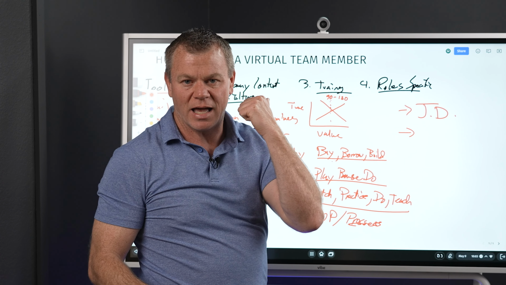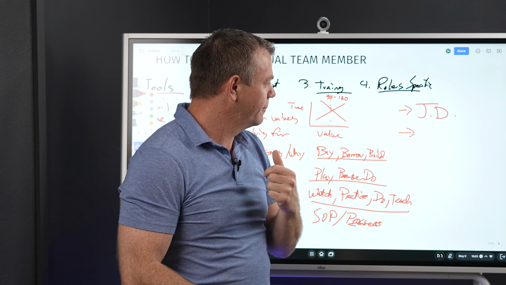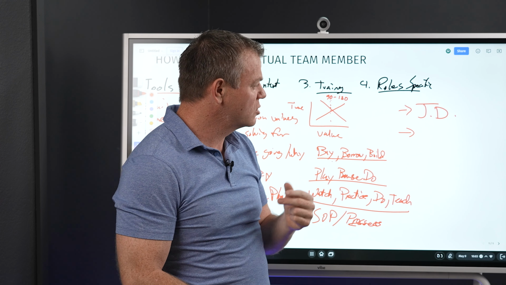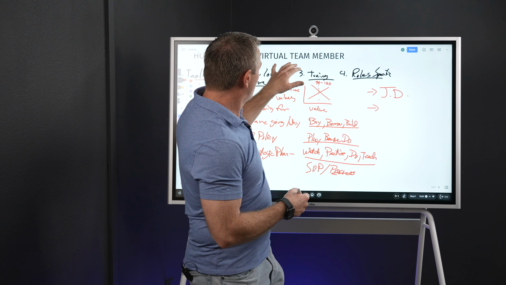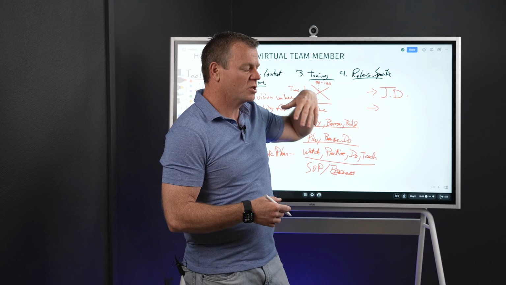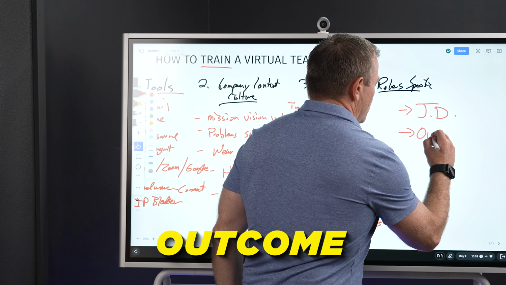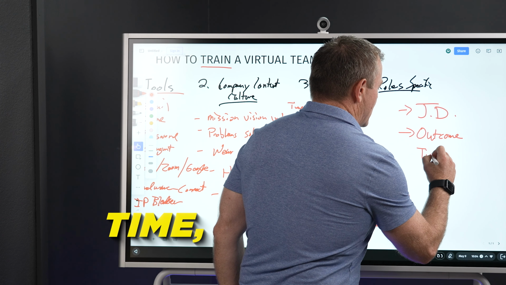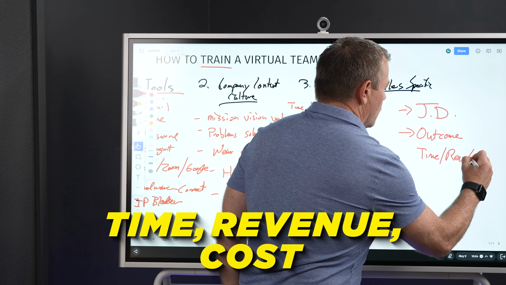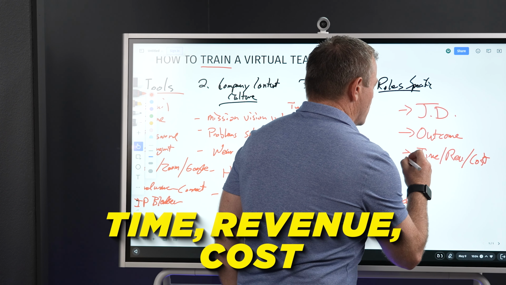Outcomes are saving time, growing revenue, reducing cost. Those are the three outcomes that we focus on for our virtual team members. And so your job description has to talk about the doing, but also the outcome. And again, it's usually time, revenue, or reducing cost. Those are the three outcomes.